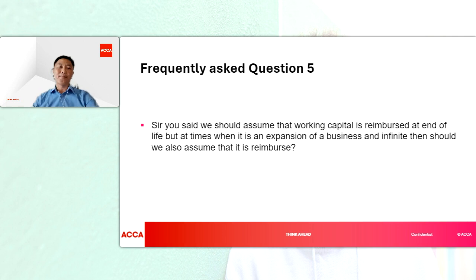Finally, here comes the last FAQ before we look at the live Q&A. Sir, you say that we should assume working capital is reimbursed at the end of the life. Clearly, this is a question pertaining to the calculation of net present value of a project, where the project requires investment in working capital at the beginning of the project life. But coming to the end of the project life, what if the question says this project is lasting to perpetuity, and the question did not mention, which I'm telling you, is unlikely.